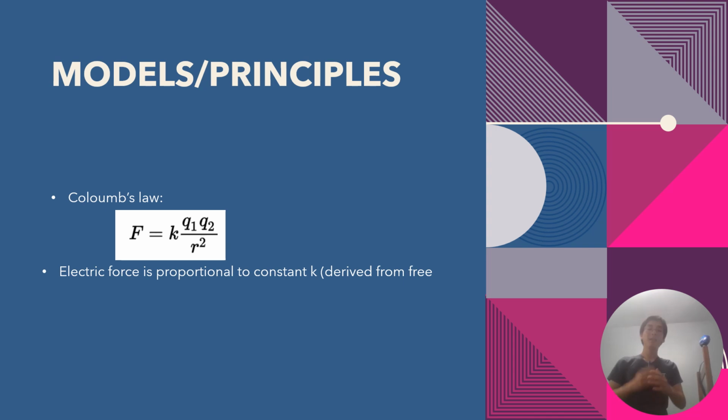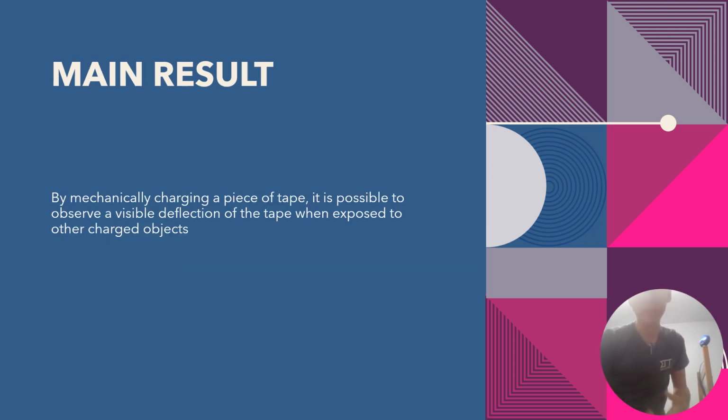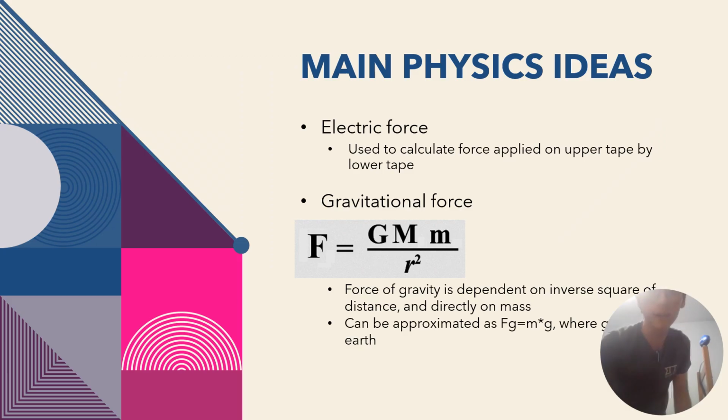To begin with, let me introduce a small model, Coulomb's law, which basically states that a force generated by electric charge is proportional to the constant K, which is derived from the free-space permittivity constant, and is also inversely proportional to the square of the distance between the two charged objects. The main result of this lab is that by mechanically charging a piece of tape, it is possible to observe a visible deflection of the tape when exposed to other charged objects.